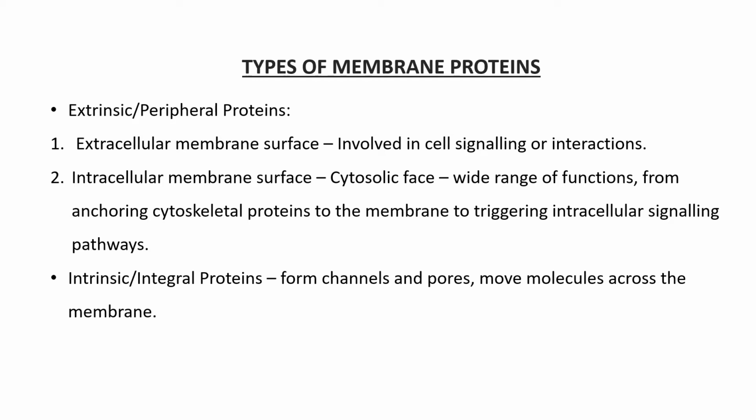There are two varieties of extrinsic membrane proteins. The first variety is known as the extracellular membrane surface protein, that is present on the outer side of the cell membrane, meaning facing the extracellular matrix or the neighboring cells. And this kind of a membrane protein is involved in cell signaling or interactions.